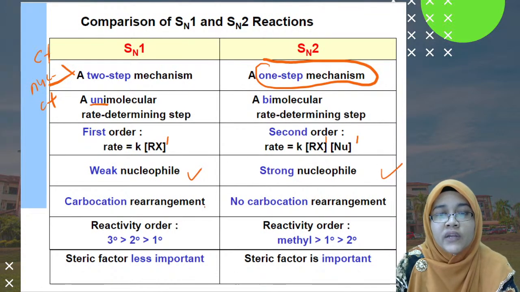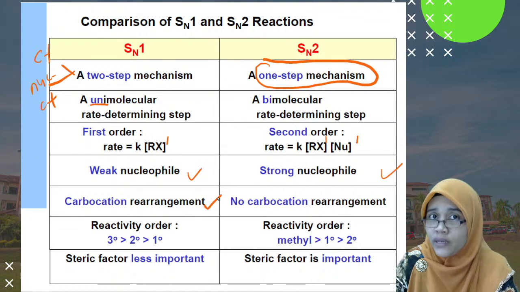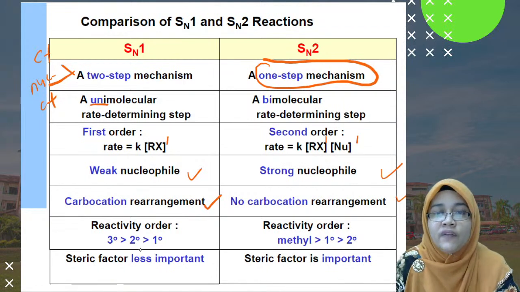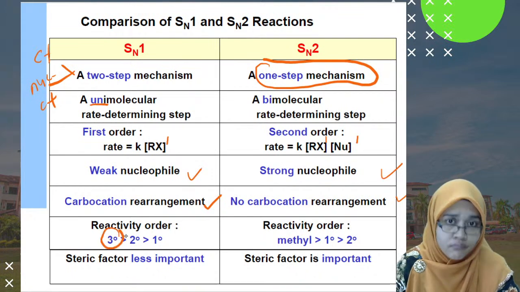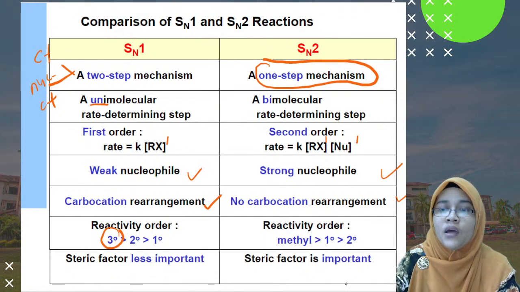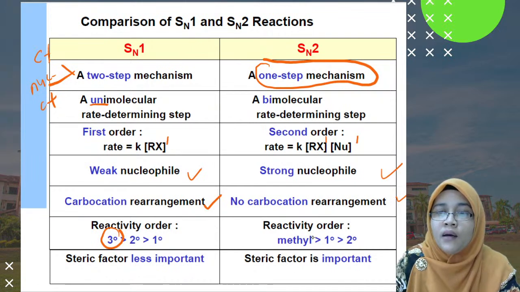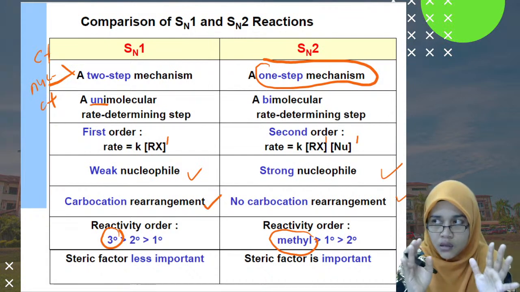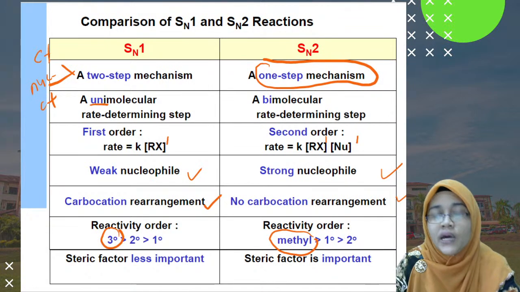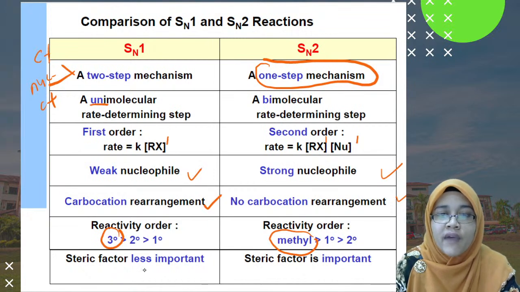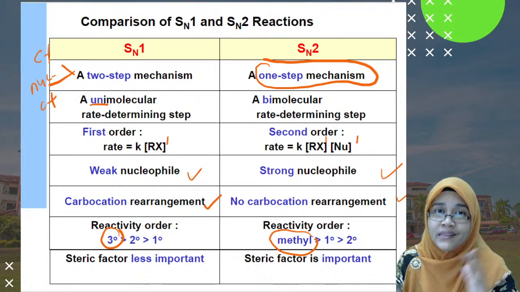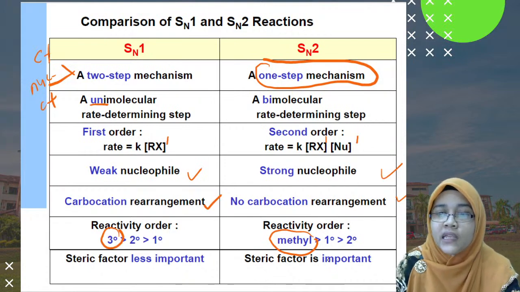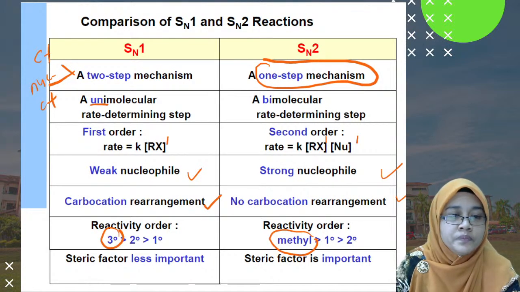Involved in carbocation rearrangement for Sn1. No carbocation at all for Sn2. Okay. Reactivity, so preferable, okay, preferable tertiary carbocation, okay. The reactivity, okay, preferable methyl. Maksudnya lagi sikit yang block carbon alpha lagi baguslah undergo Sn2. Steric effect is less important. Tak kisah siapa block, dia nak form saja carbocation. Steric effect is important in Sn2.